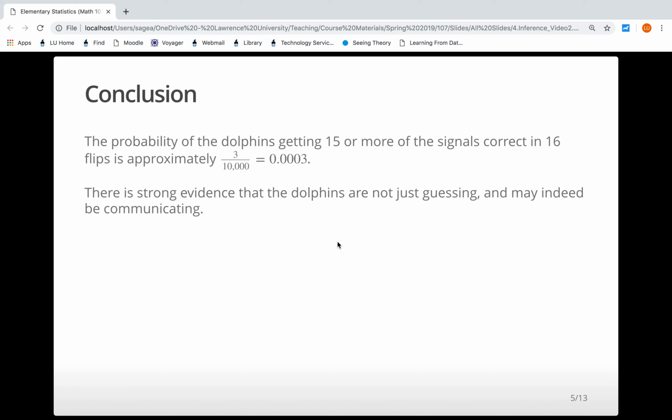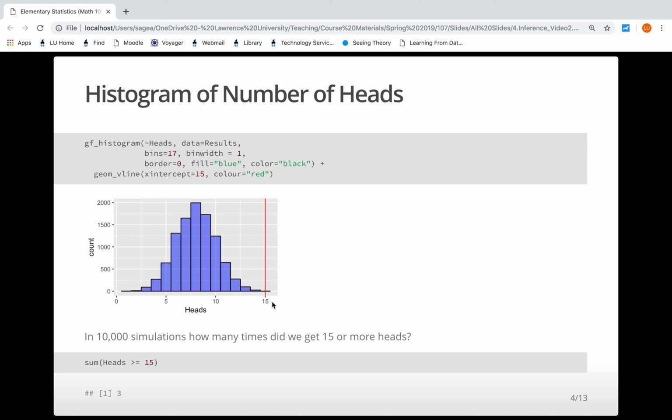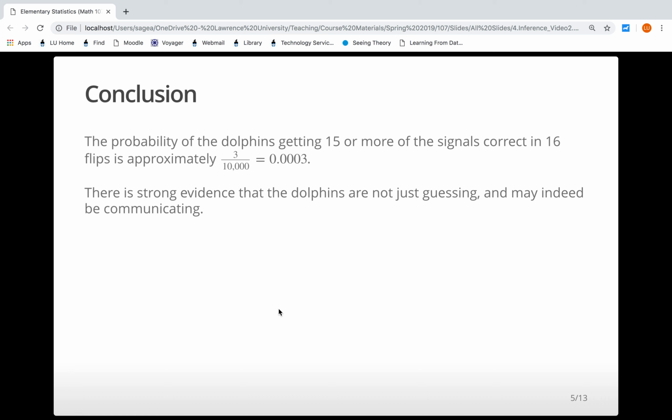Looking back at our histogram, we see that our result, indicated by the red line over here, is way out of whack with where we would expect it to be, where the bulk of the observations in the histogram are if the dolphins are purely guessing. We've simulated a situation where our null hypothesis is true, where the dolphins are purely guessing, and notice that our observed result is way out of line with the results we would expect to get under that null hypothesis. Therefore, we'll conclude that it's very unlikely the dolphins were guessing, and they may indeed be communicating.